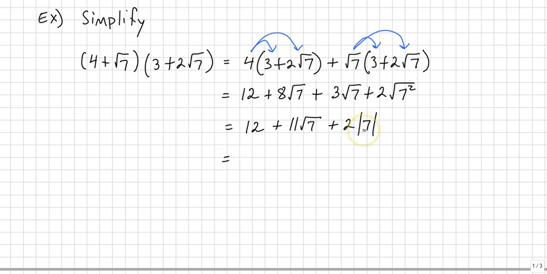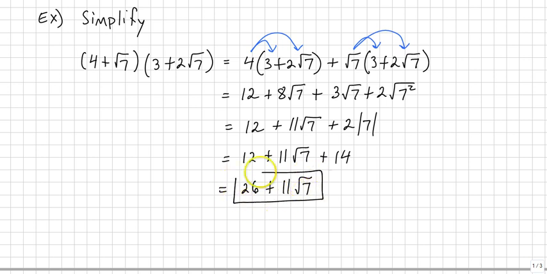And so we get, let's see, 12 plus 11 square root of 7. And then 2 times the absolute value of 7 is 14. 14 and 12 give us 26 plus 11 square root 7. So I can't simplify anymore because I have 26 and then 11 square root of 7, so I don't have like radicals. So I can't combine those anymore, so we just leave it at that.